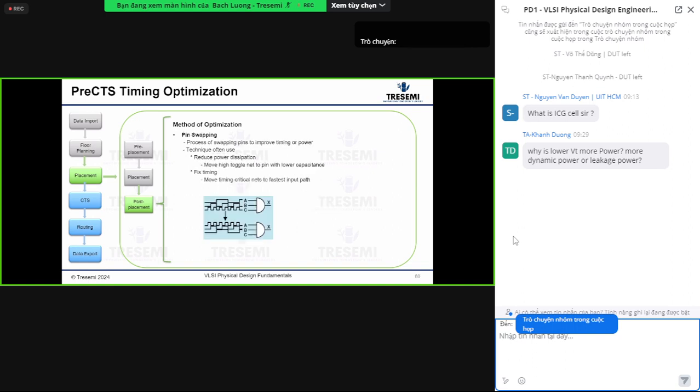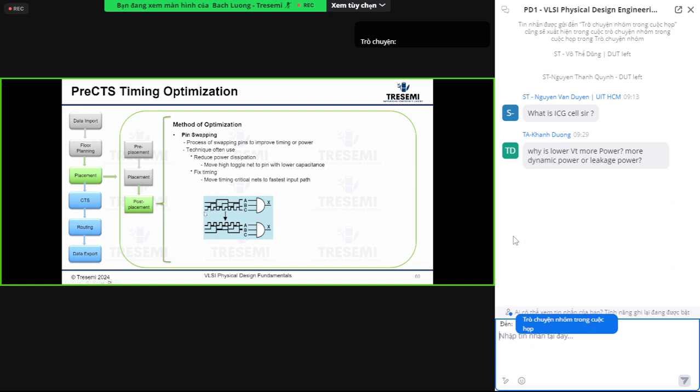And then there's pin swapping. It's the process of swapping pins to improve timing or power. So this technique is used either to reduce power or to fix timing. Here's an example to reduce power.